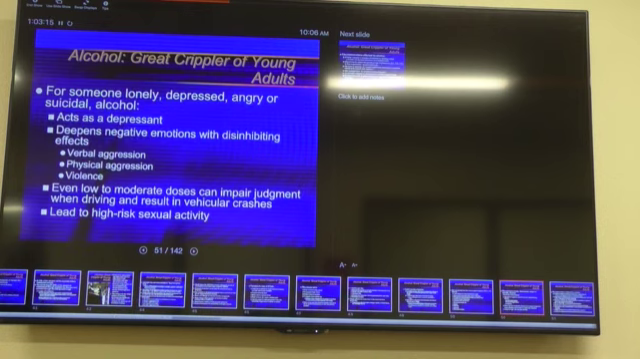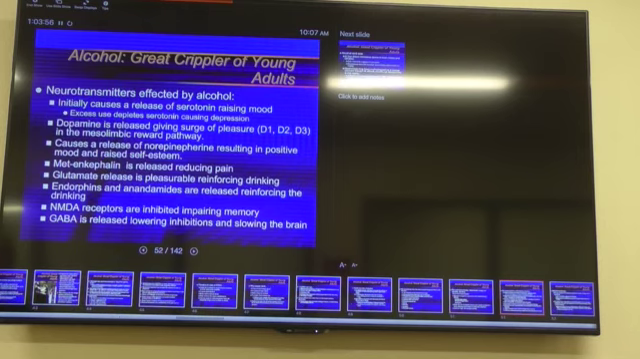For someone lonely, depressed, angry, or suicidal, alcohol acts as a depressant. It deepens negative emotions with disinhibiting effects. You become verbally aggressive, you become physically aggressive, you can potentially become violent. And of course, if it's all aimed inside, then potentially you will commit suicide. Even low to moderate doses can impair judgment when driving and result in vehicular crashes. It leads to high-risk sexual activity because people tend to be a little bit hornier when they have been drinking. They don't play out the scenario in their brain. They don't think about what's going to happen next.